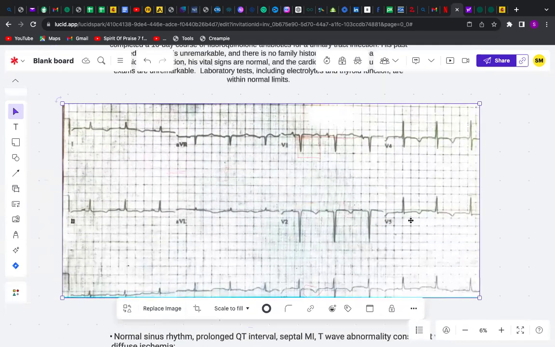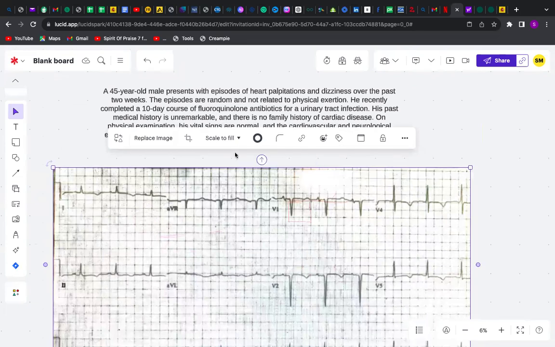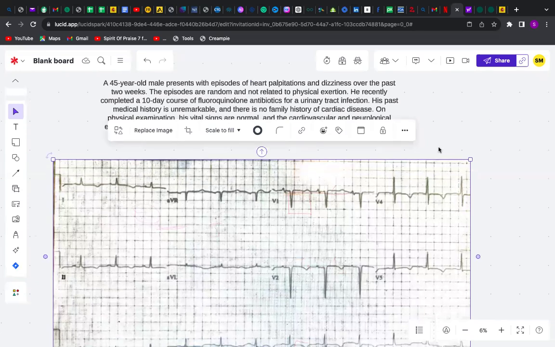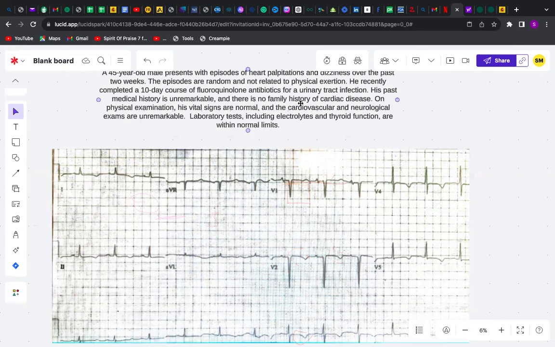That brings to my mind the question. The question said that this patient completed a 10-day course of fluoroquinolone antibiotic. So can you relate that as being the cause of the QT syndrome? Yes, this was a cause. This was what caused it, actually. Because why? All the vitals were normal. Cardiovascular was normal, meaning there was nothing really remarkable.